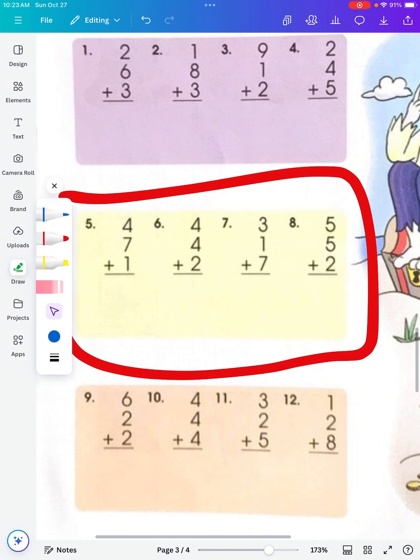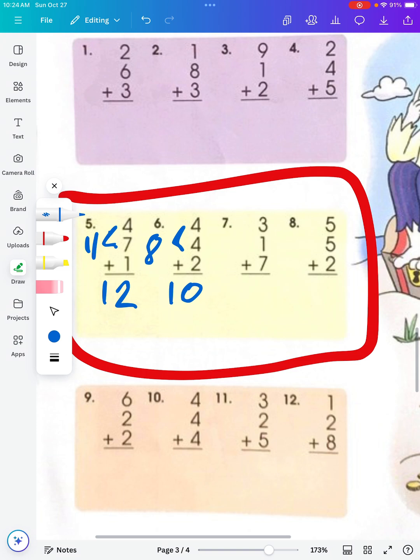So 4 plus 7 plus 1, none of them equal a sum of 10. So let's answer them just in order. So 4 plus 7 equals 11. And now 11 plus 1 equals 12. Okay, question 6. None of these answers add up to a sum of 10, so we'll just add them in order again. 4 plus 4 equals 8, and 8 plus 2 equals 10.